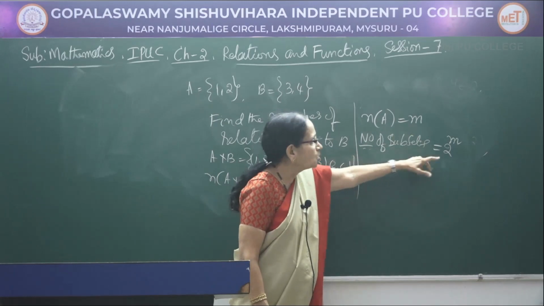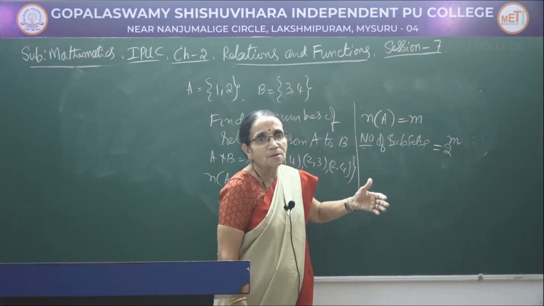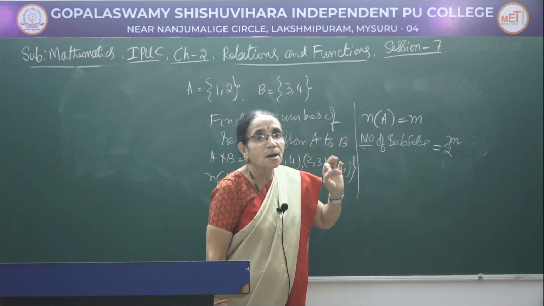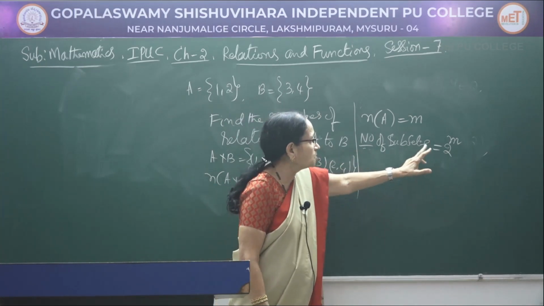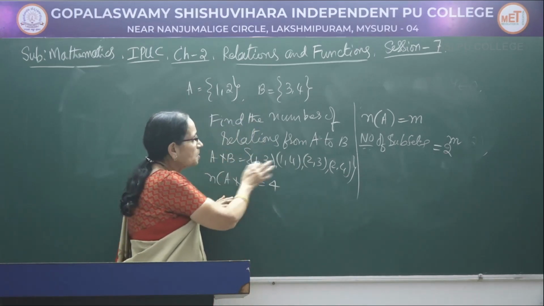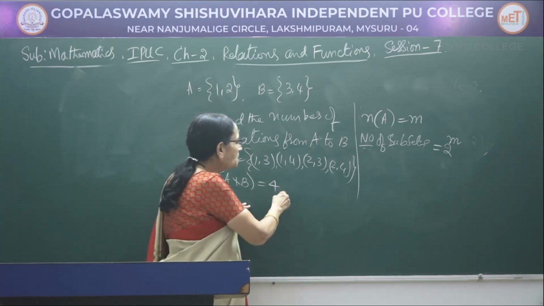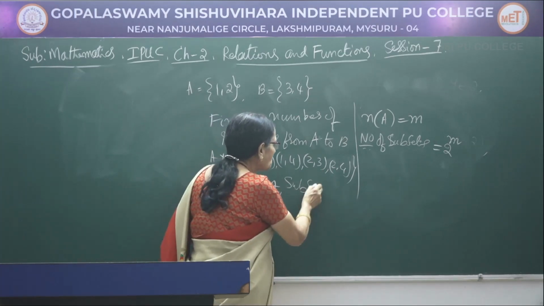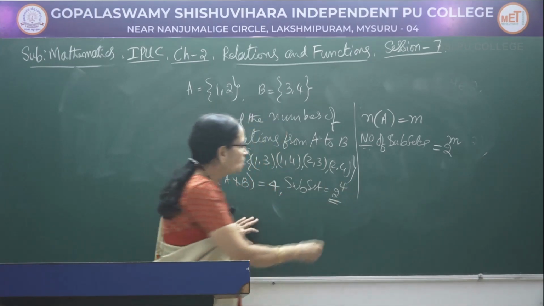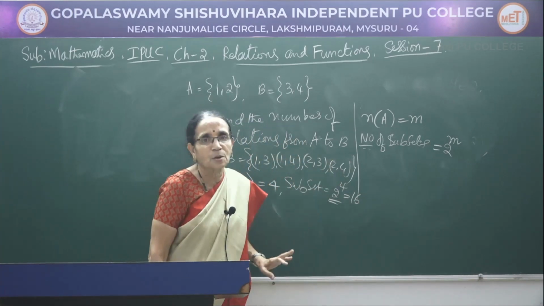Suppose it is 3, 2 to the power 3 means 8 subsets possible. When you are asked to write all the subsets, you can write. Otherwise, if you are interested to know only how many subsets exist, then you have to use this one. So, these two I am combining here. Now, when A cross B is having 4 elements, that is n(A cross B) equal to 4, how many subsets can it have? Number of subsets would be equal to 2 to the power 4. That is equal to 16.